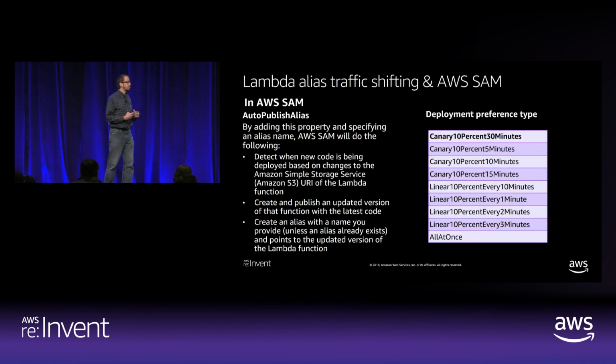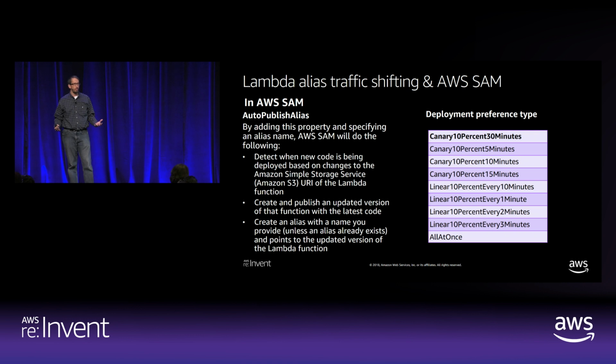Lambda also supports traffic shifting or safe deployments through the Serverless Application Model. So in your SAM templates, you can specify this auto-publish alias line. And when you upload new code to an existing Lambda function, it will detect that, and it will allow you to specify a traffic shifting policy. You've got 9 of those listed here. This is actually handled by CodeDeploy under the covers.